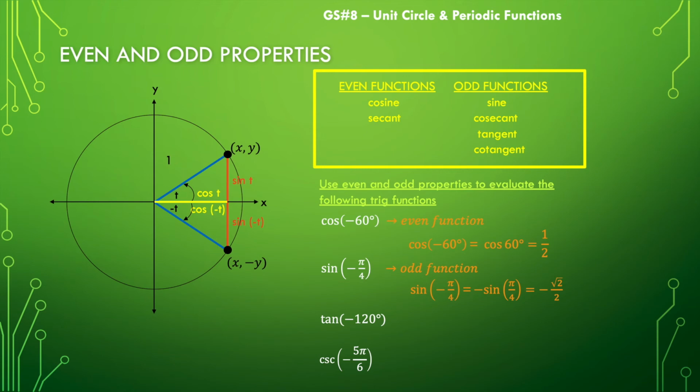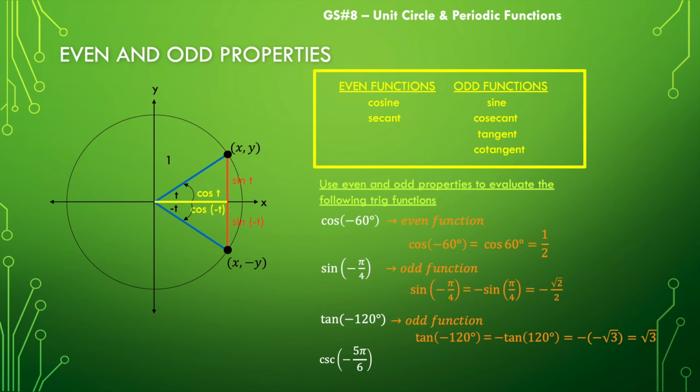All right, so here we are at tangent of negative 120 degrees. Tangent is odd. So that means the tangent of negative 120 degrees will be equivalent to negative tangent of 120 degrees. Then all we have to do is evaluate tangent of 120 degrees, which is negative root 3. And then we need to make that negative root 3 negative, and so we end up with positive root 3.